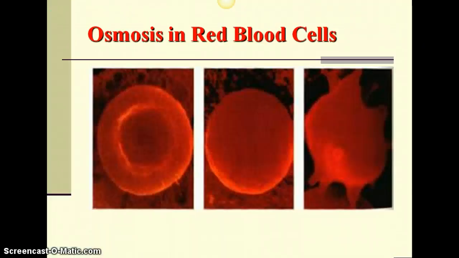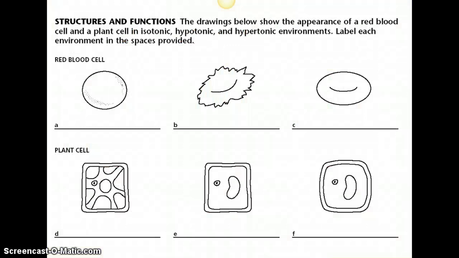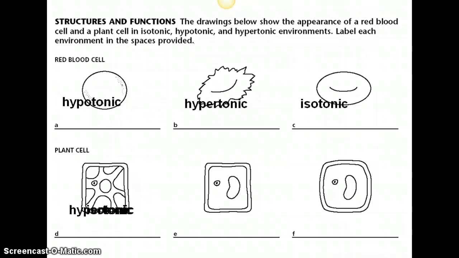To show you that in red blood cells, you can see the examples here. Isotonic, hypotonic, and hypertonic. You have this in one of your worksheets. You can fill these in if you have that with you to show you what it looks like for each of the types of plant cells and animal cells.